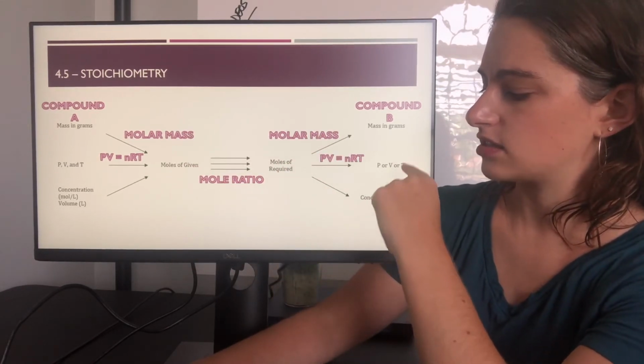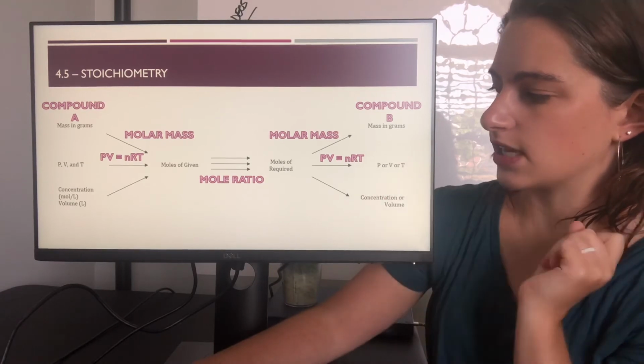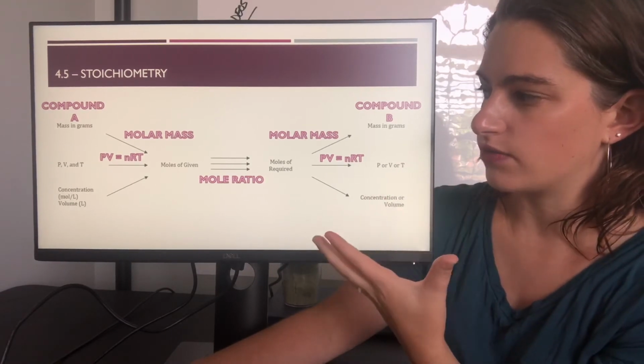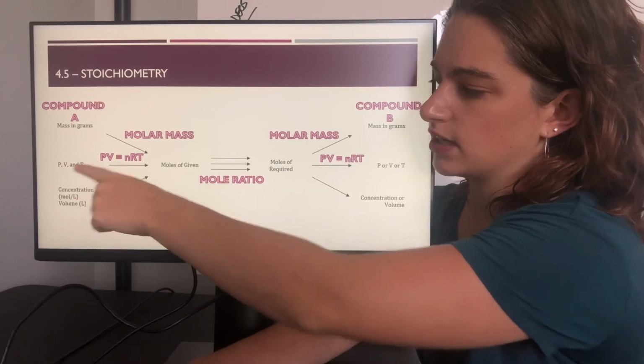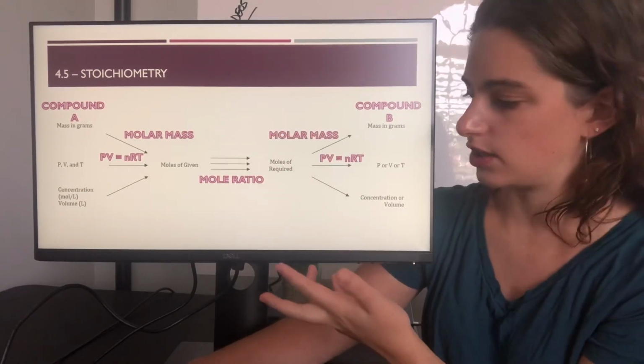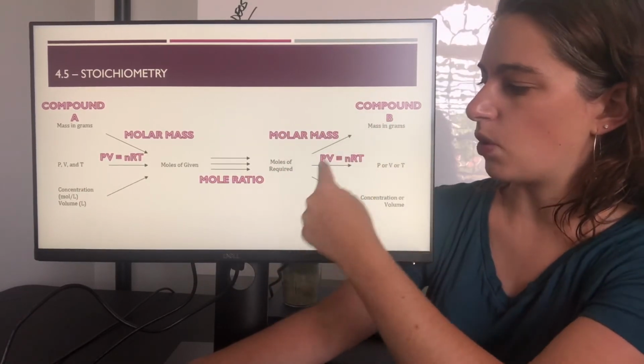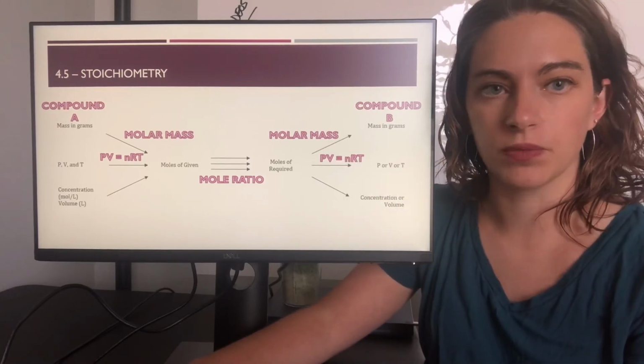Say the question asks for P, V, or T. So any of those, so if one of those has changed, you can use the initial condition or whatever new condition they're giving to you, and you can take your moles and solve for whatever they're asking for.